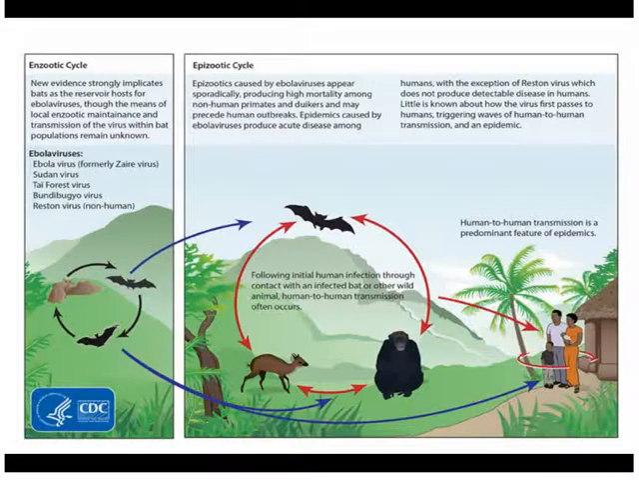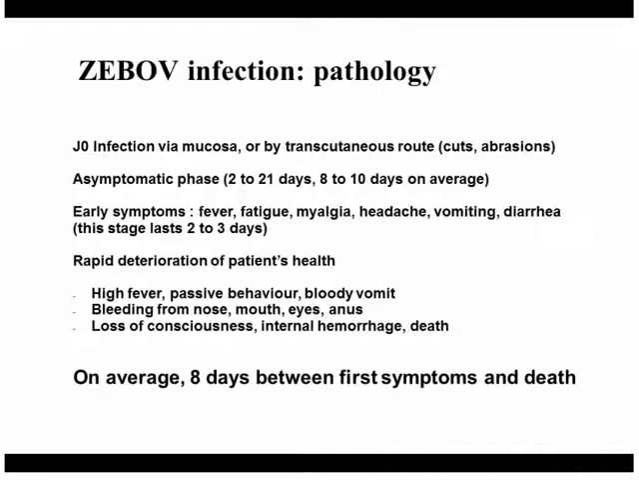And depending on how efficient the transmission of the virus is between humans, the epidemic will infect either 10 people, or 5, or 100, or as we've seen now, thousands of people who have been infected by this virus. Okay, so if you get it from a bat or from another person, what's going to happen to you? You'll be infected through the mucosa or transcutaneously. It doesn't need very much, an abrasion or a cut on your skin, and that will be enough to infect you.